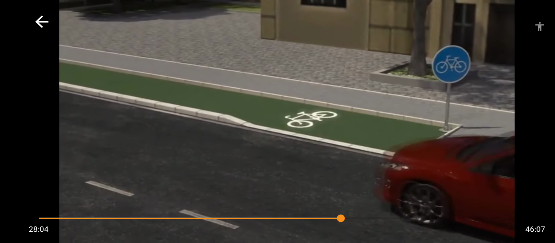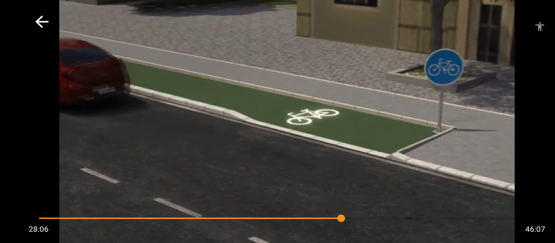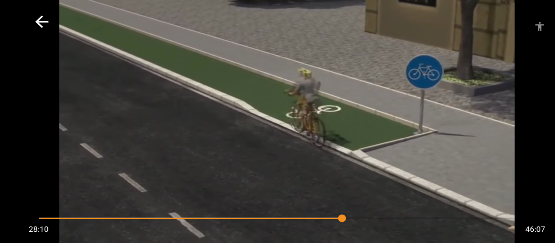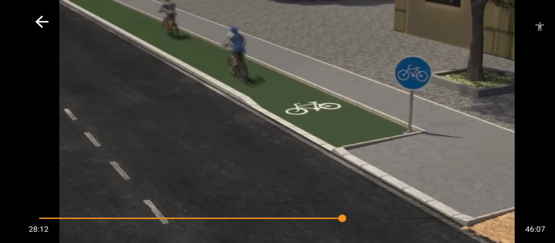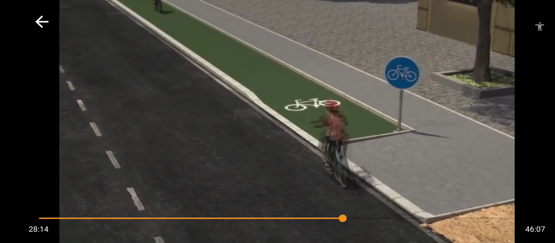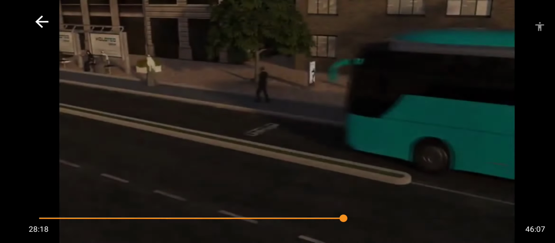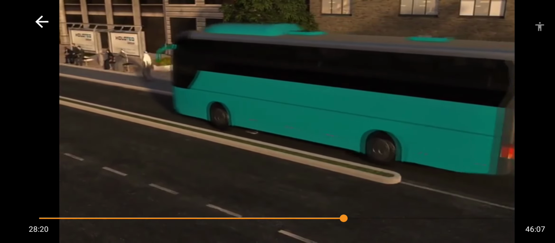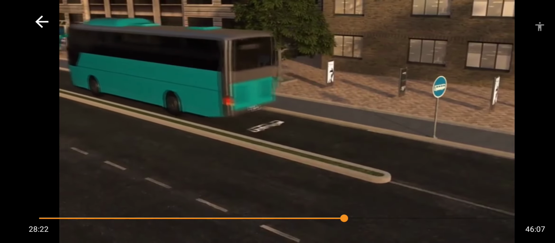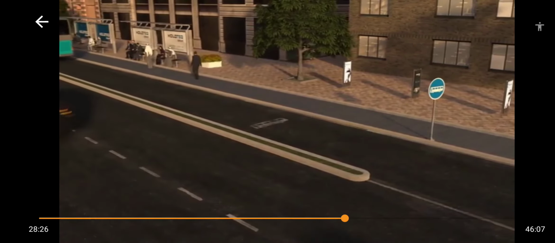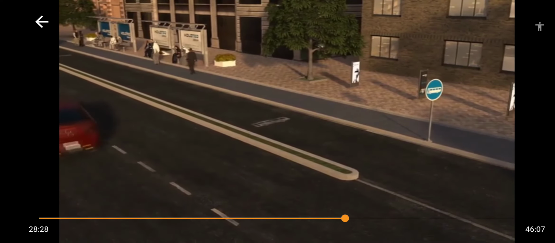Bicycle lane. This mark means that bicyclists must use the lane allocated to them, and other drivers must not use this lane because it is allocated only for bicyclists. Bus lane. This mark means that bus drivers must use the lane allocated to them, and other drivers must not use this lane because it is allocated only for buses.